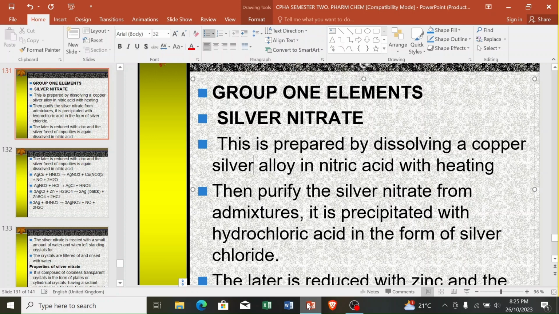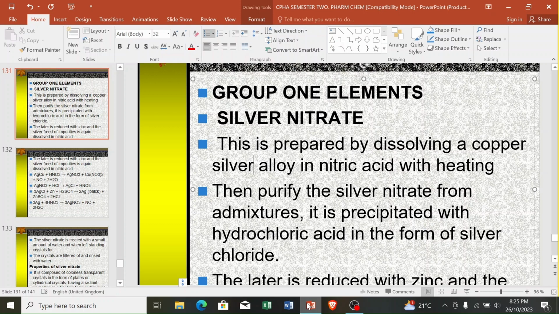When we look at group 1 elements, we can divide it into two. We have group 1A elements of the periodic table, where we find lithium, sodium, potassium, and cesium. And then in group 1B of the periodic table, we have copper, silver, and gold.